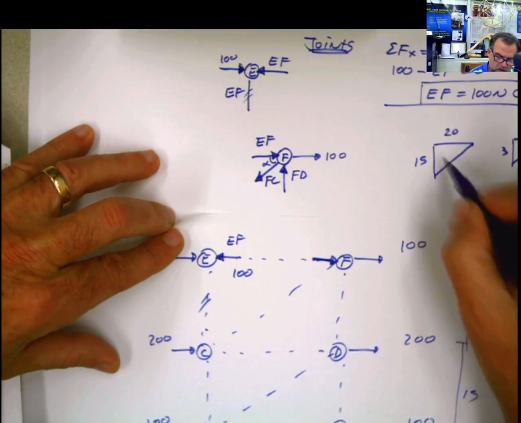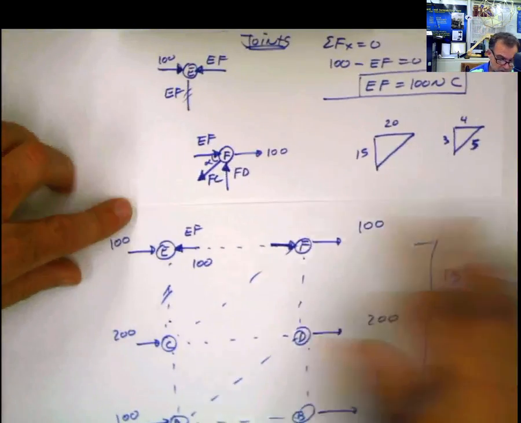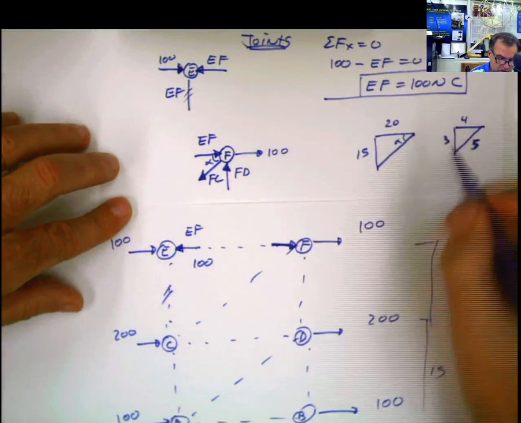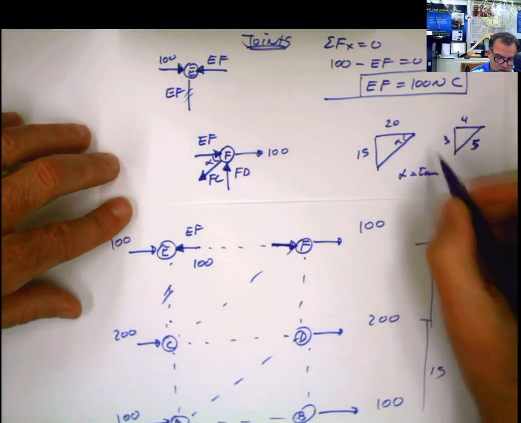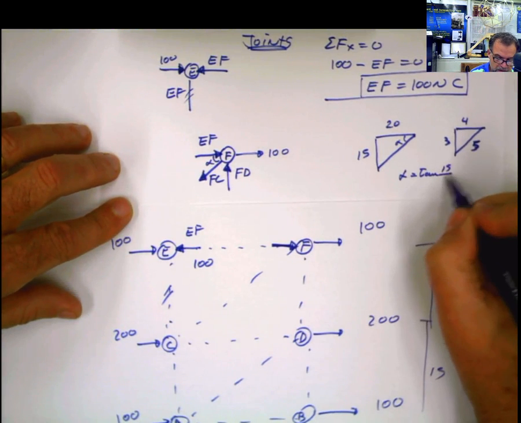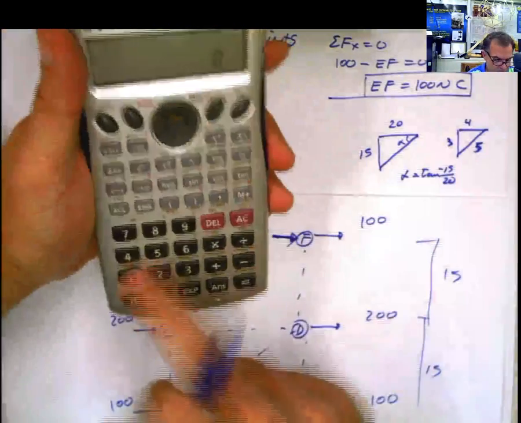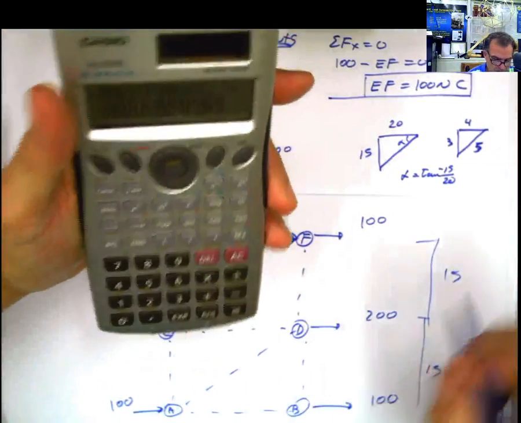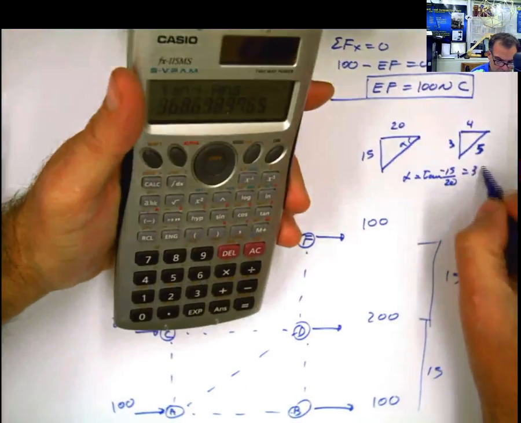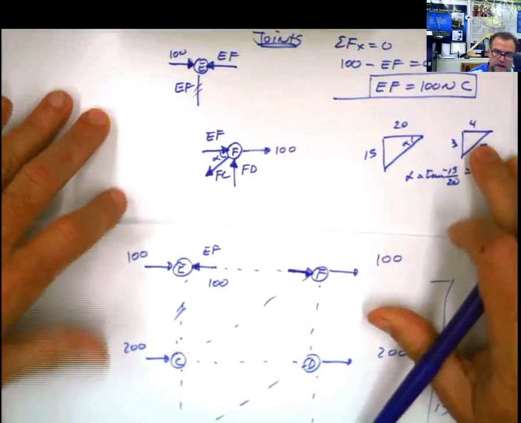Or you can calculate the angle whatever way. I like working with the triangles, but if you want to calculate that angle alpha there, it's fine. You can say that alpha is the inverse tangent of 15 divided by 20, and that it's going to give you 36.87 degrees. I'm going to work though with the triangle.